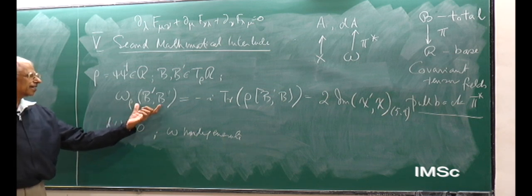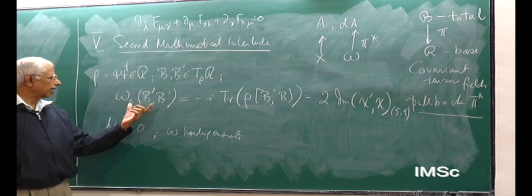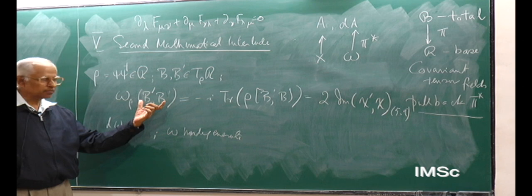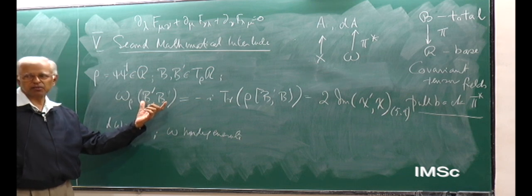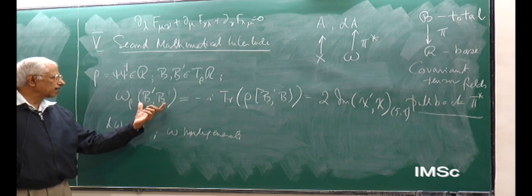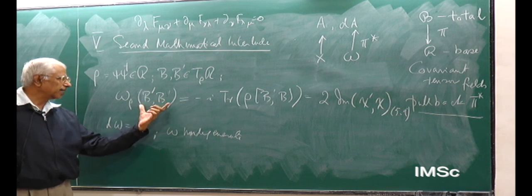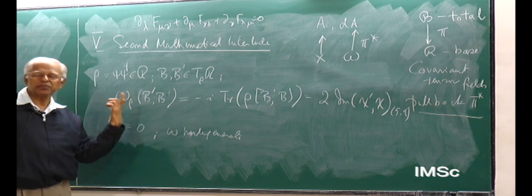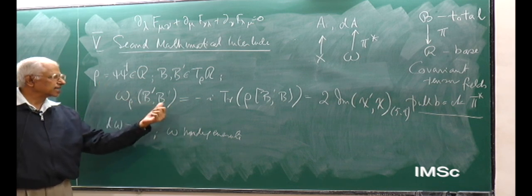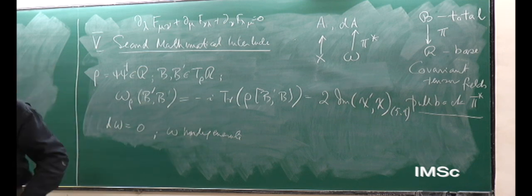What does it mean to say omega is non-degenerate? If at a point rho, omega(B', B) is 0 for all B, it can happen only if B' is also 0. Non-degenerate means omega(B', ·) vanishes for all B if and only if B' vanishes. There is no B' for which this is identically 0 in B. That's non-degeneracy. But anyway, I will come to it later.